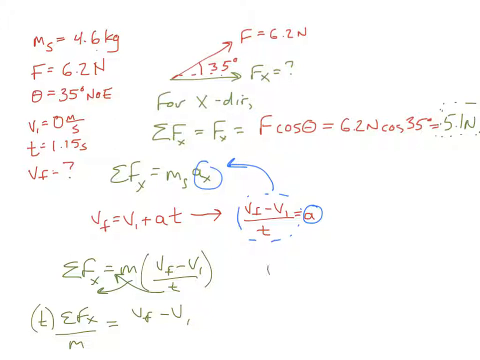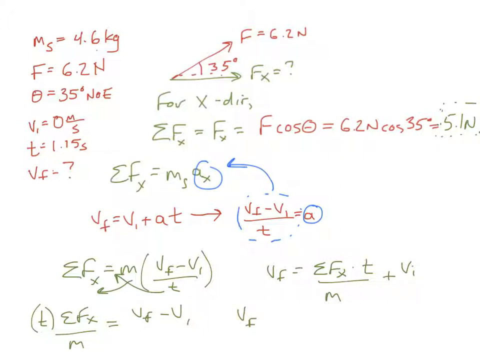So v final equals, I'll make this a little bit neater here, net force in the x direction times time, divided by mass, plus v initial. Well, of course, that's not really going to matter anyway because it's 0. But now we have all of our values in the right location. All we need to do is solve.